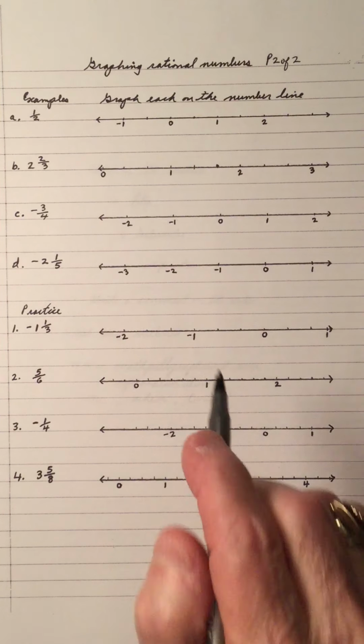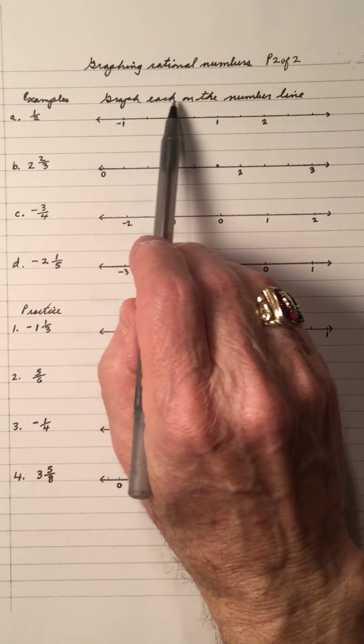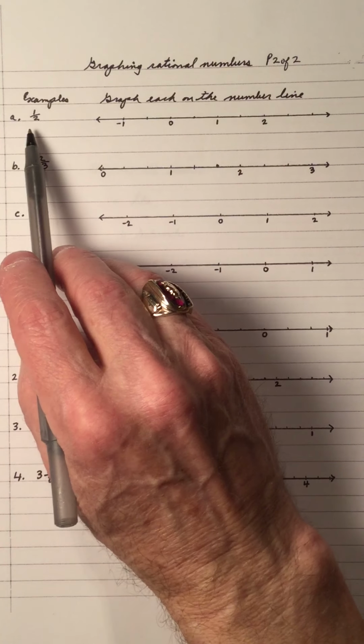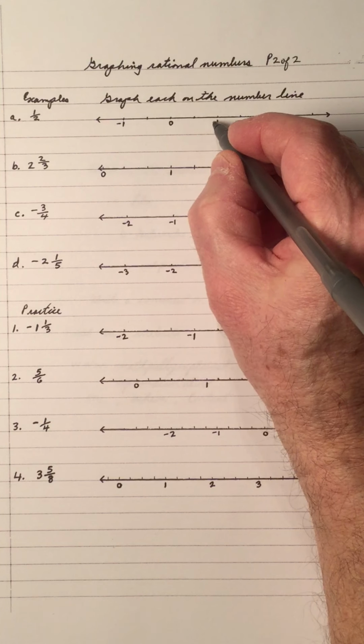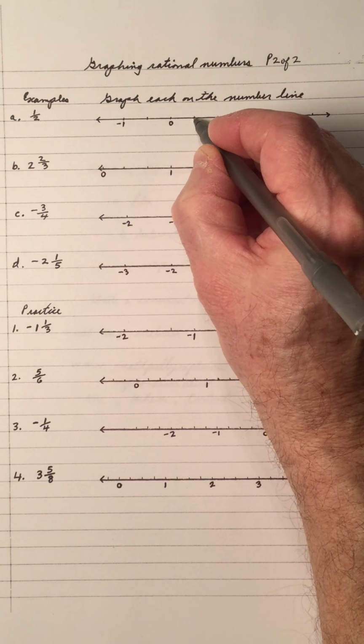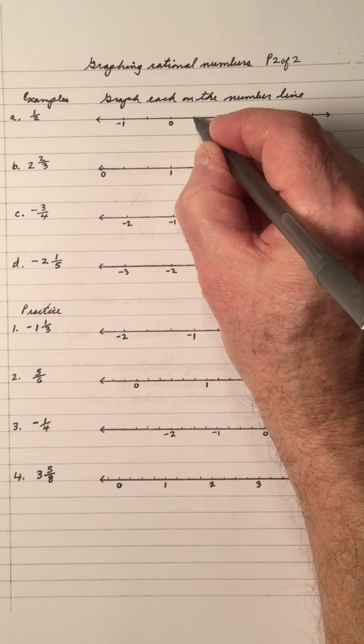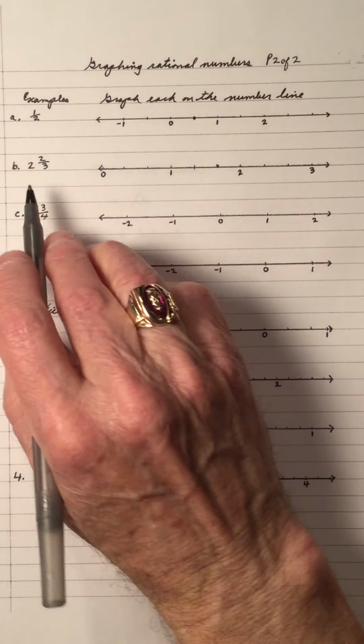Graphing rational numbers. Example: let's graph each on the number line. 1/2. 1/2 is between 0 and 1. So there's halfway right there. So that dot represents 1/2.